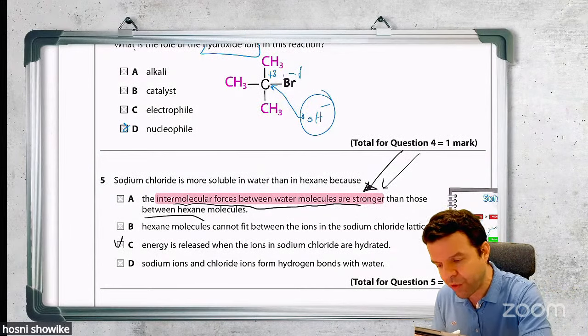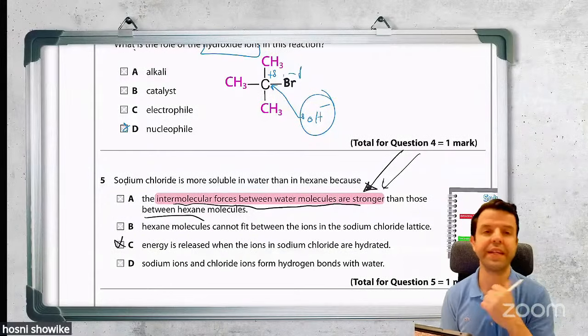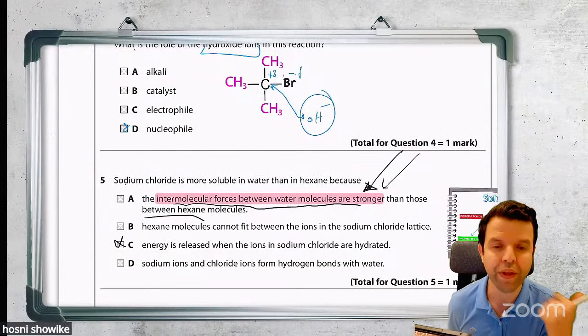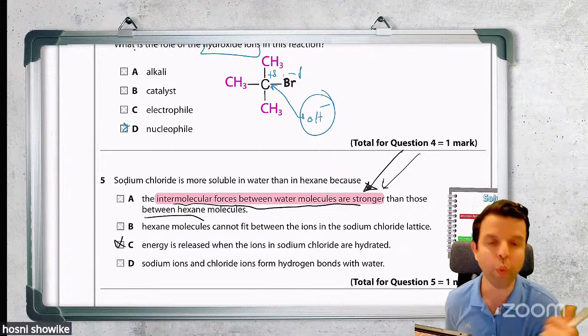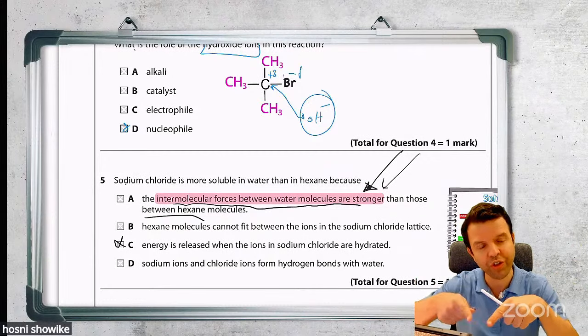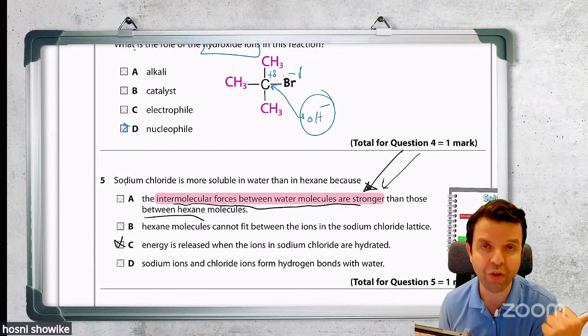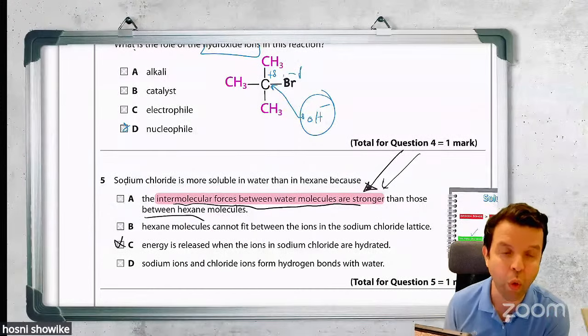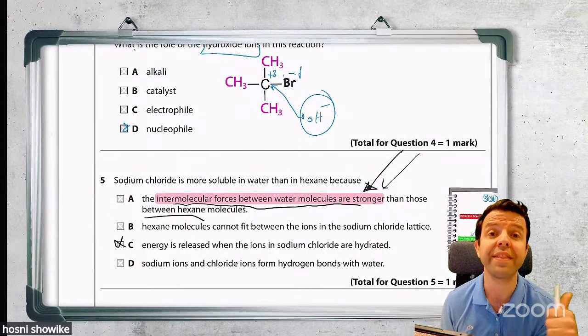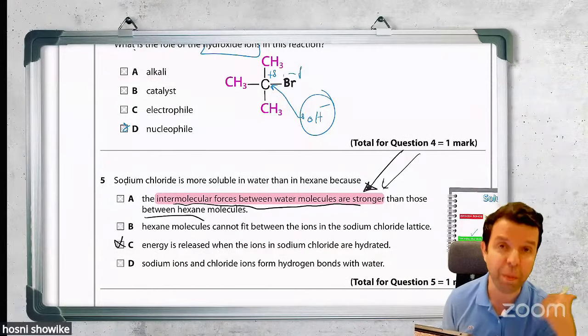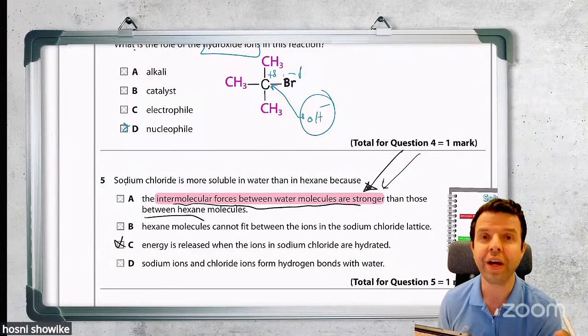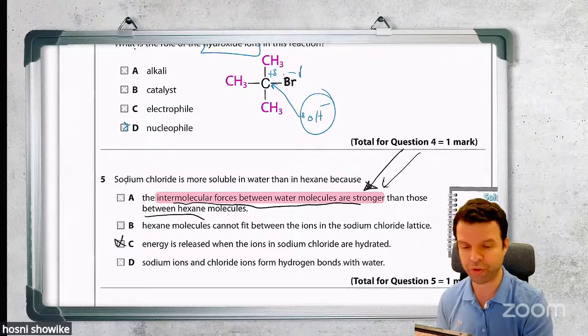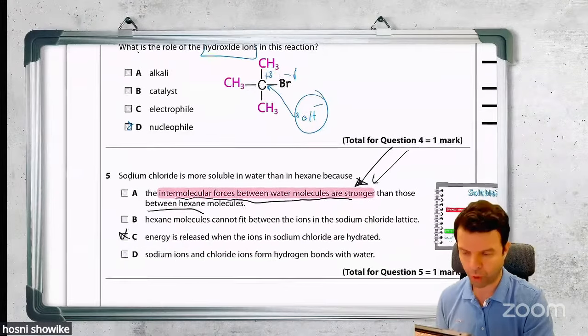For that reason, I have to pick C, because the energy released when the ions are hydrated, when I make those hydration shells, when I make the bonds between the ion and the water, is stronger than the existing bonds between the solutes and the bonds within the water. Okay?